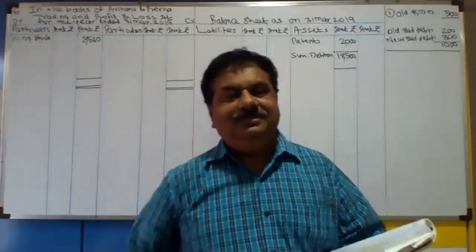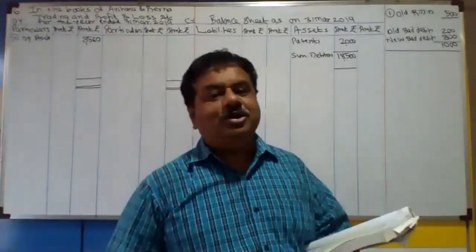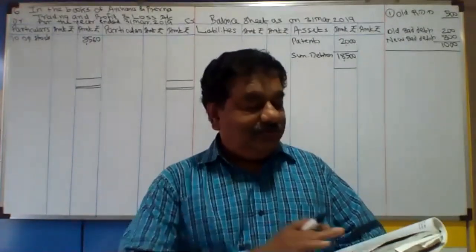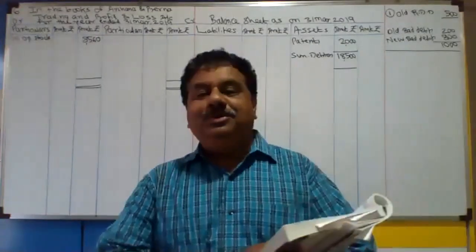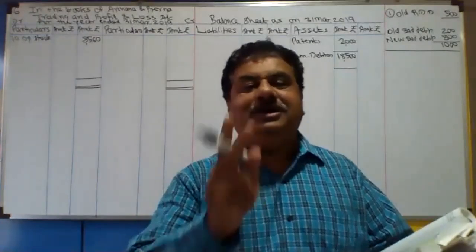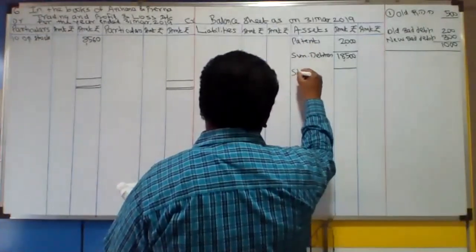Trading account. No, not trading account. It is not a profit and loss account credit side. Where will it appear? Profit and loss account credit side. No, no, no. Asset of balance sheet. It is to be recorded in the balance sheet asset.